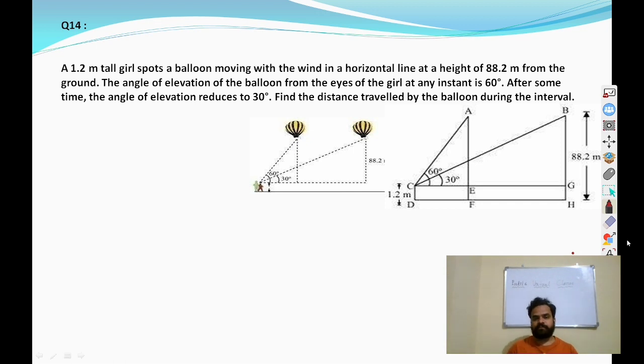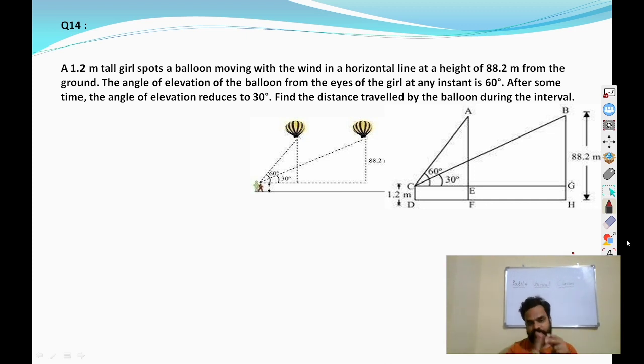Right? From 88.2 meter from the ground diagram. Right? So the angle of elevation to the balloon from the eyes of the girl at an instant is 60 degree. Means initially when she is observing the balloon, it is 60 degree. Then the angle of elevation reduces to 30 degree.